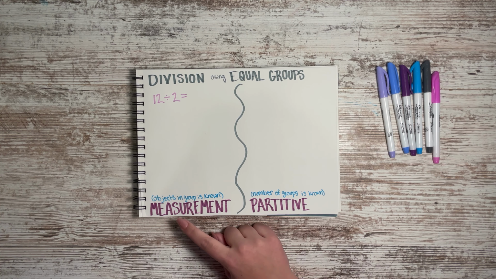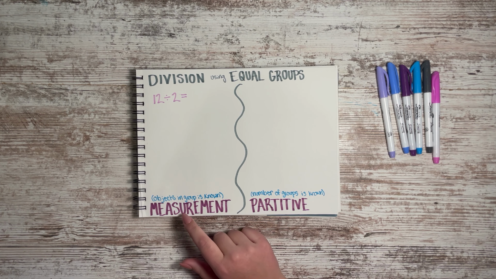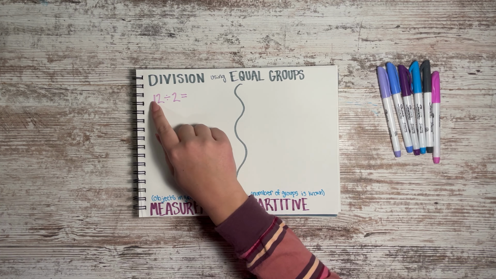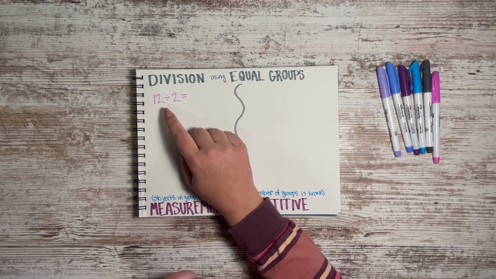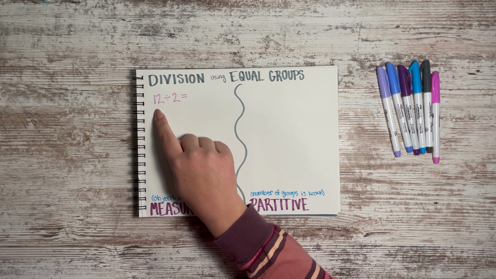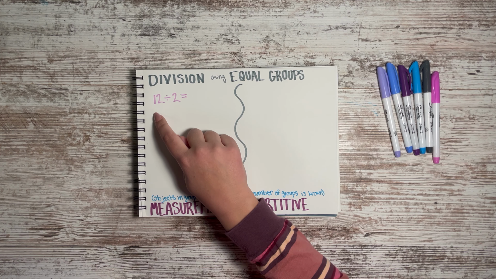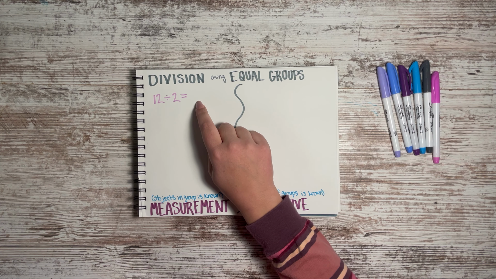So I'm going to start by showing you a measurement model. When we use a measurement model, we're looking for the number of groups. So if we wanted to solve 12 divided by 2 using a measurement model, we know that when we're dividing, the dividend is the number that's being divided, the divisor is the number we're dividing that number by, and the quotient will be our answer. So our quotient will end up right here.